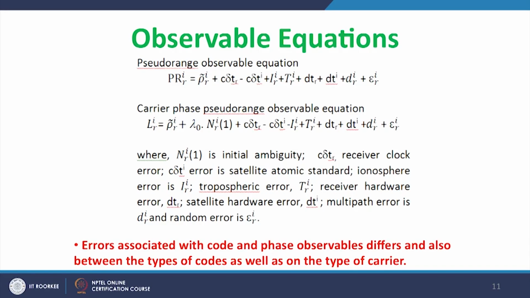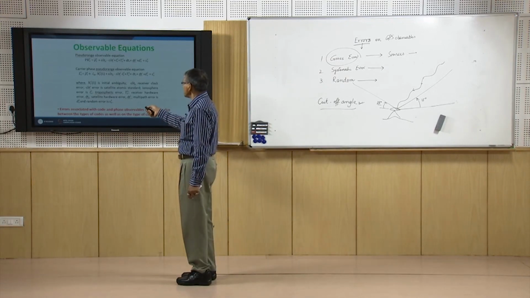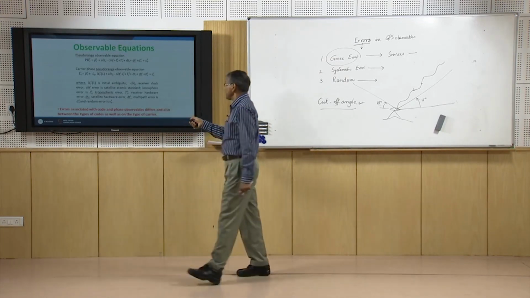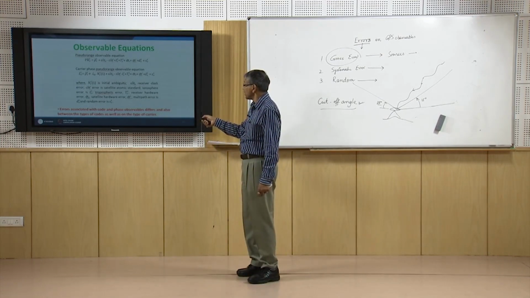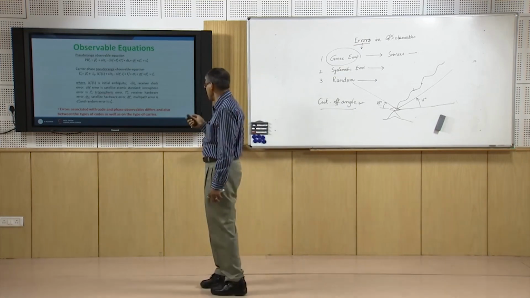With these errors, we can say that the observable equation is like this: for pseudo range, it is the geometric range, plus the error due to receiver clock error, error due to satellite clock error, ionospheric error, tropospheric error, receiver satellite hardware error, then multipath error, and then the random error. So the pseudo range consists of many parts, like the geometric range, which is the thing we are really looking for, but there are many errors which we have to reduce or take out.